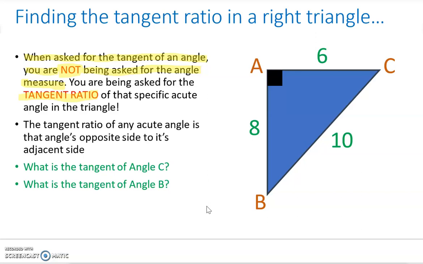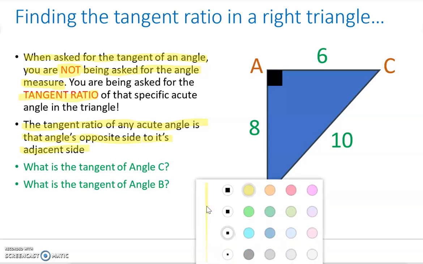So when I ask you for the tangent of an angle, I'm not asking you what is the measurement of the angle. I'm asking you what is the tangent ratio of that angle. That's different. The tangent ratio of any acute angle is that angle's opposite side to its adjacent side.